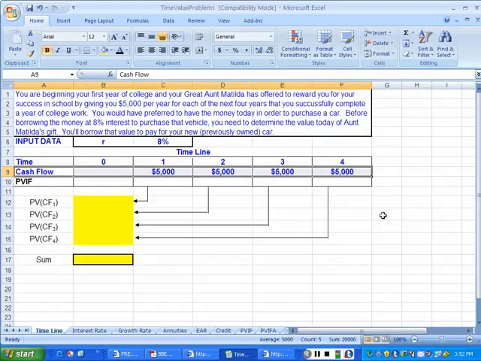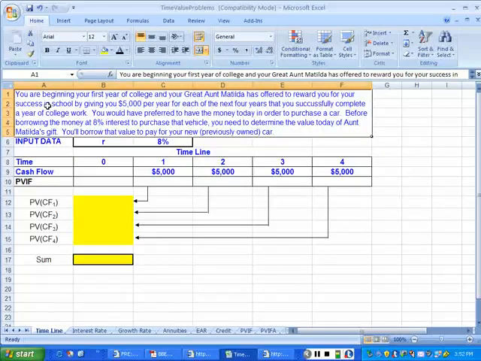Now we're going to try to demonstrate the use of that and where that fits in by handling a little problem here. Suppose you're beginning your first year of college and your great aunt Matilda has offered to reward you for your success in school by giving you $5,000 per year for each of the next 4 years that you successfully complete a year of college work. Now you'd have preferred to have had the money today in order to purchase a car. So before borrowing money at 8% interest to purchase this vehicle, you just want to determine what's the value today of Aunt Matilda's gift. So that way you can go out and borrow the money, pay for your new car. Okay, obviously a previously owned car, but a car nonetheless.